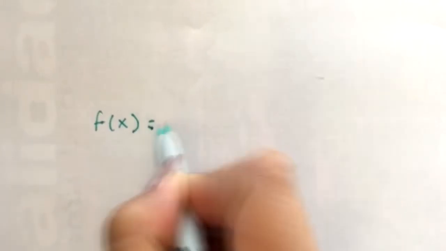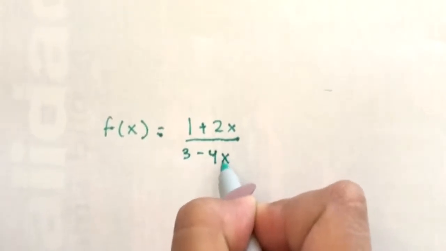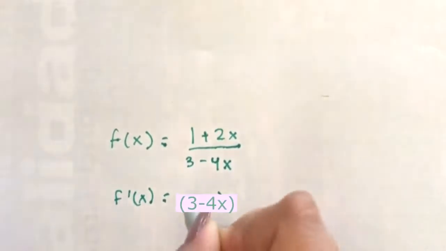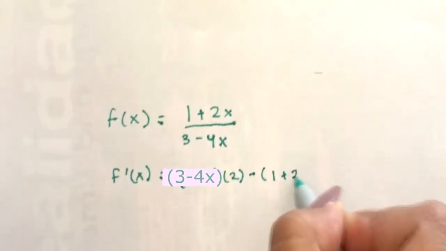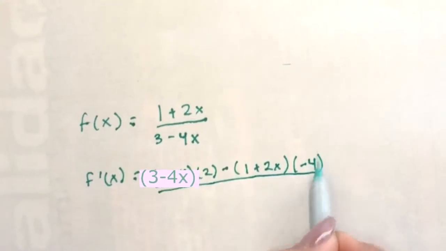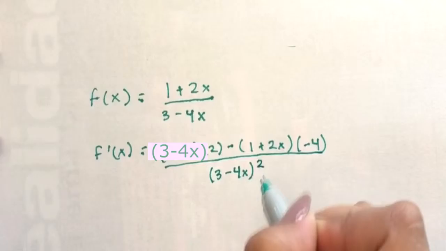So here's an example of the quotient rule. We're going to take the derivative of f of x, which is 1 plus 2x over 3 minus 4x. Right. So by taking the derivative, we have to take low d high minus high d low over low low. And there's your quotient rule.